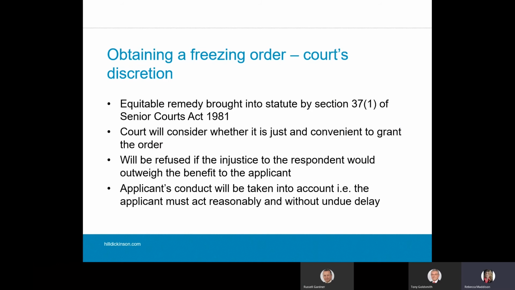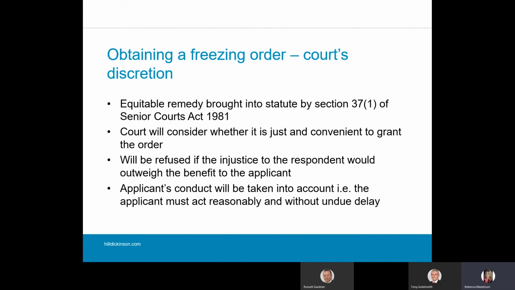So we're going to have a look at the requirements for obtaining a freezing order. First of all, it's within the court's discretion. It's an equitable remedy. It originated as an equitable remedy, and it was brought into statute by Section 37(1) of the Senior Courts Act 1981. Given its draconian nature, the court will be guided by equitable principles and consider whether it is just and convenient to grant the order.